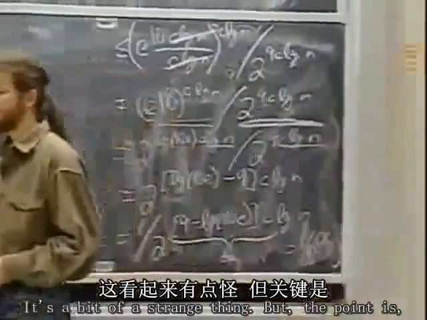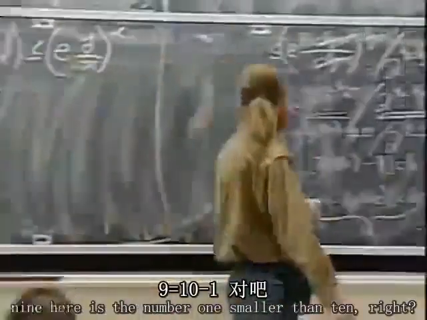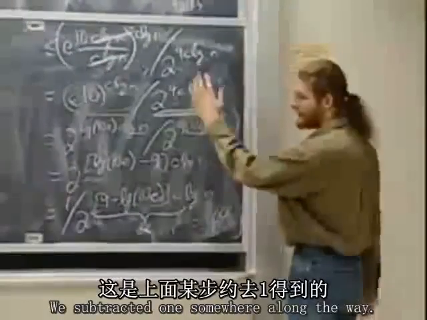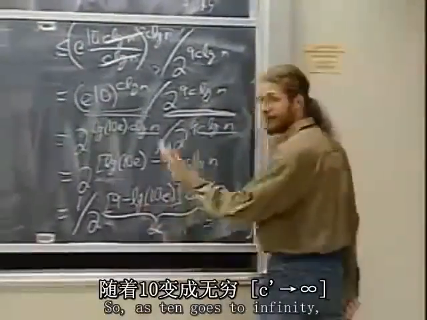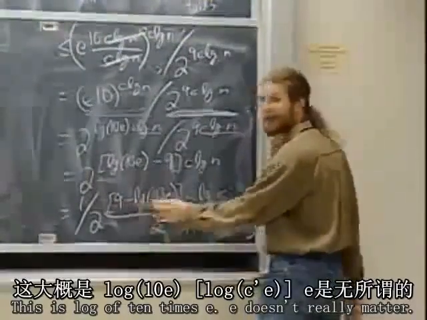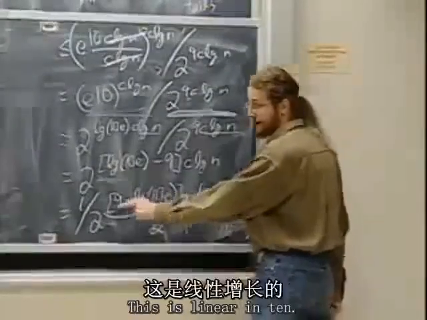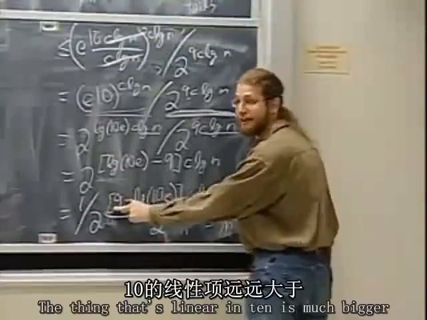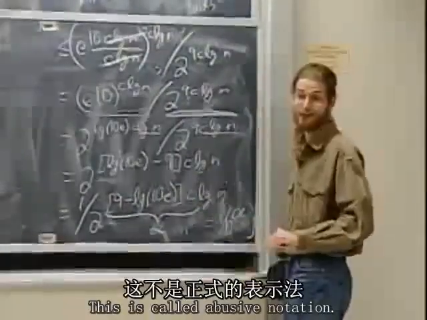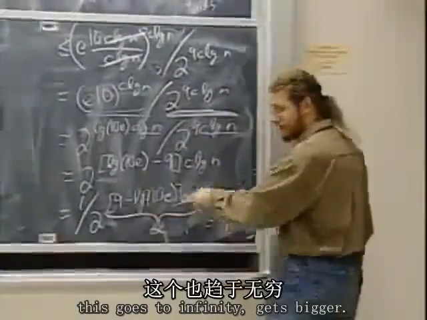But the point is, as 10 goes to infinity, 9 minus log, 9 here is the number 1 smaller than 10, right? We subtracted 1 somewhere along the way. So if 10 goes to infinity, this is 10 minus 1. This is log of 10 times e. E doesn't really matter. Point is, this is logarithmic in 10. This is linear in 10. The thing that's linear in 10 is much bigger than the thing that's logarithmic in 10. This is called an abusive notation. Okay? As 10 goes to infinity, this goes to infinity.